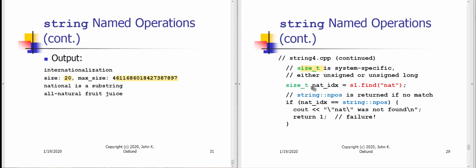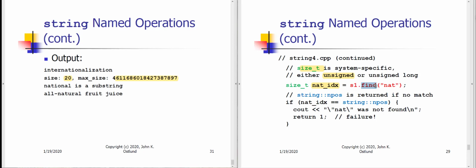Size_t, which we're using here as the data type for nat_idx, is an unsigned data type. I mentioned earlier that we will occasionally come across unsigned data types, often in the case of return values from library functions or arguments that need to be passed to library functions.